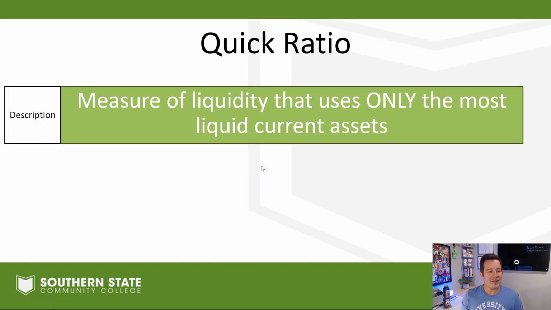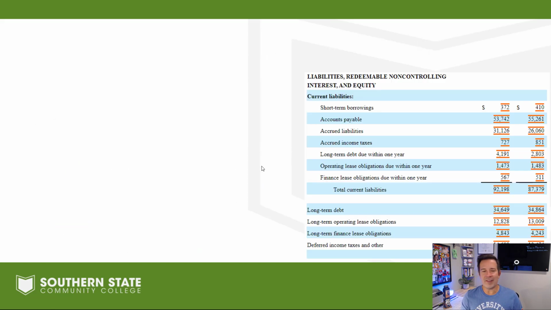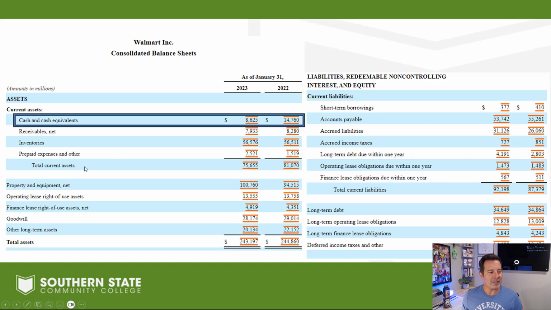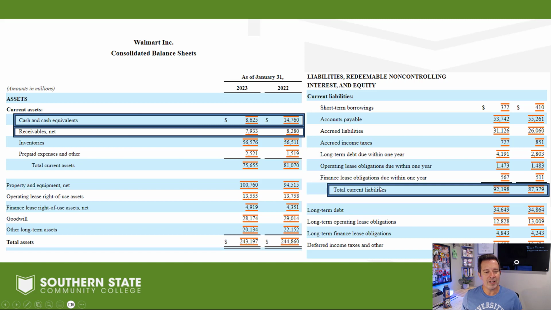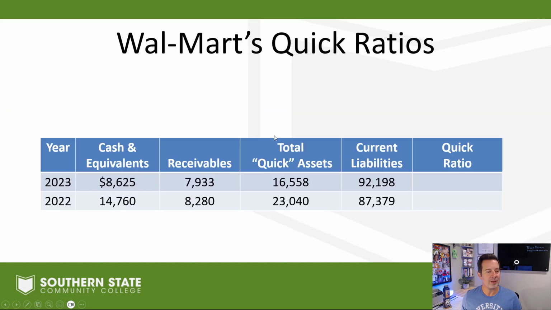So let's go back. There's my calculation right there. We can see we got cash and cash equivalents. We got receivables. We're skipping inventory. We got total current liabilities. And there's our quick assets. We're going to divide those by current liabilities. So there's our data. We've got our quick assets added together for both years. We got our current liabilities. We're going to divide the total quick assets by the current liabilities.